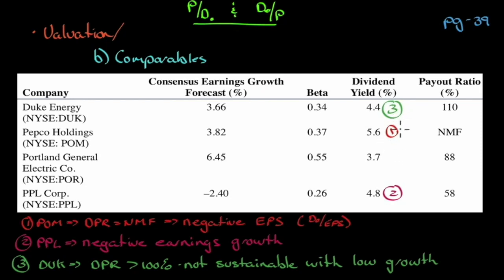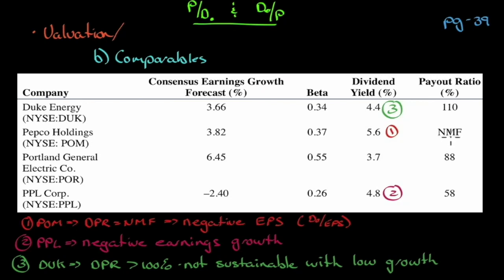So if you rank them on dividend yield, you might say, well, at 5.6%, Pepco appears to be undervalued based on where everyone else is. The price should be higher to get a lower dividend yield. But you have to consider it along with, again, its G and its R. So let's do that. Let's look at POM, the first one, 5.6%. But look at the payout ratio: not meaningful.